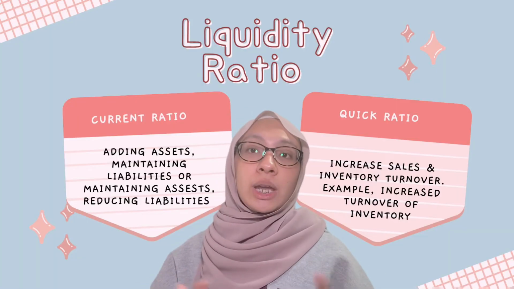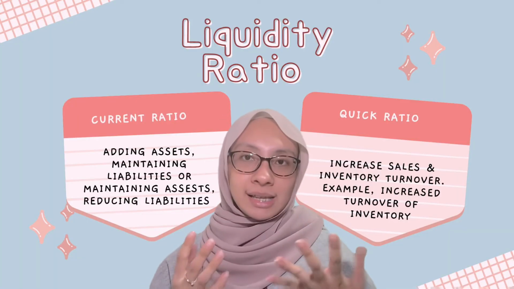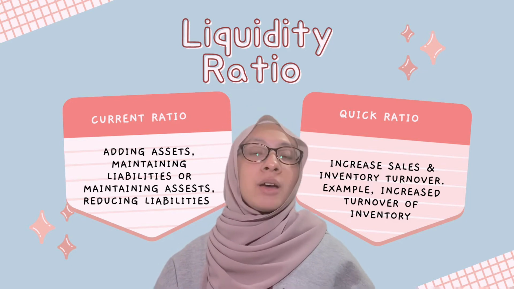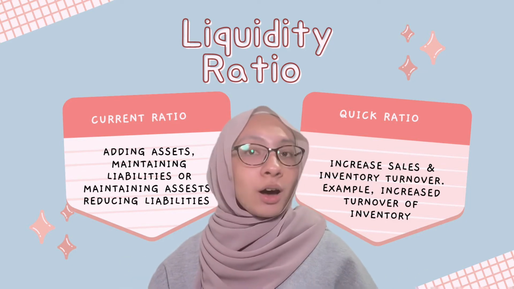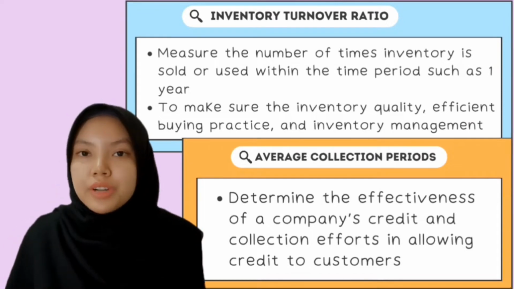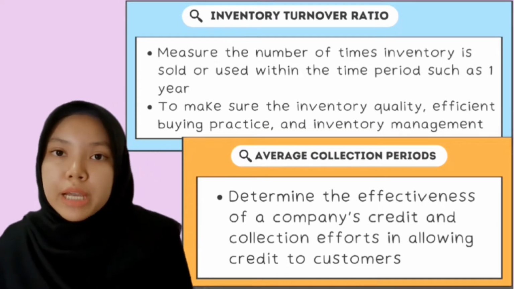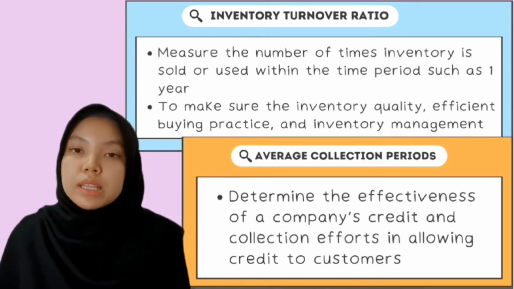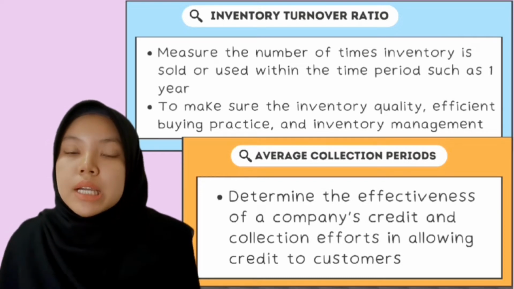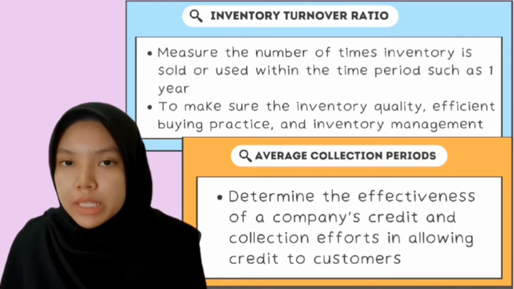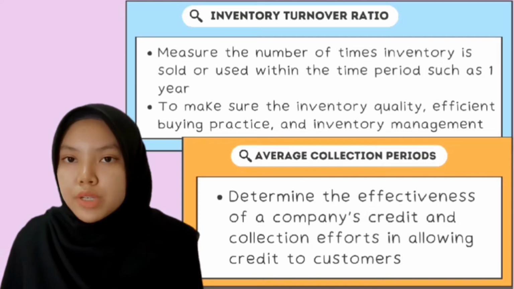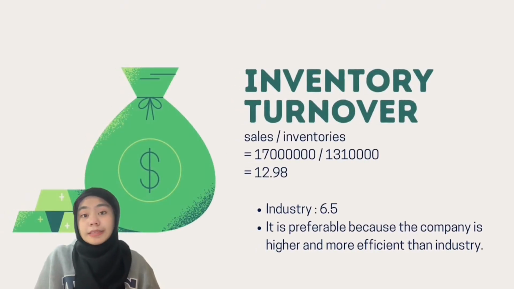For the quick ratio, it would be better if sales and inventory turnover increased. Inventory turnover ratio measures the number of times inventory is sold or used within a time period such as 1 year. This is to make sure of inventory quality, efficient buying practice, and inventory management. Inventory turnover is sales divided by inventories. It equals 12.98.